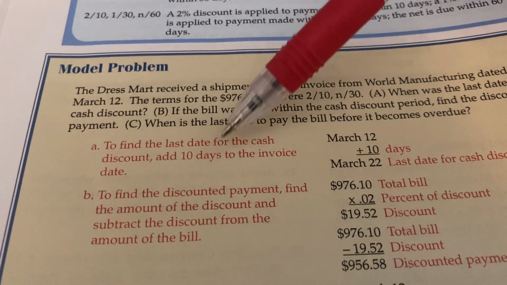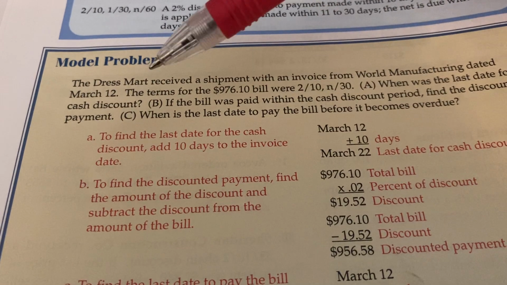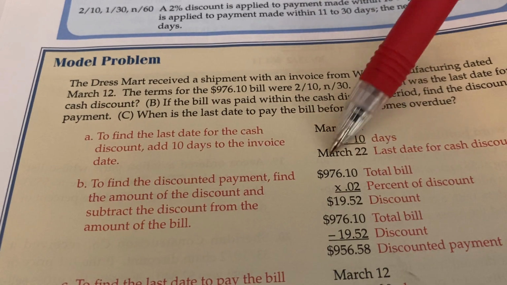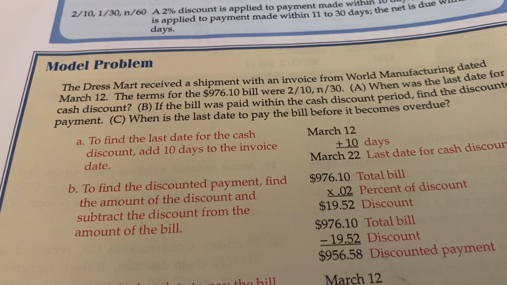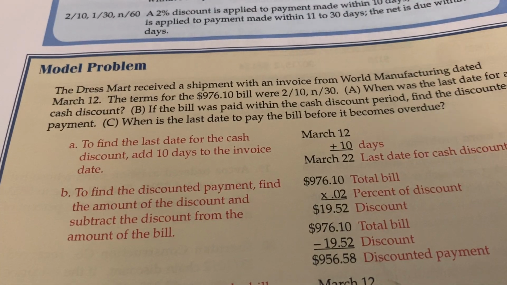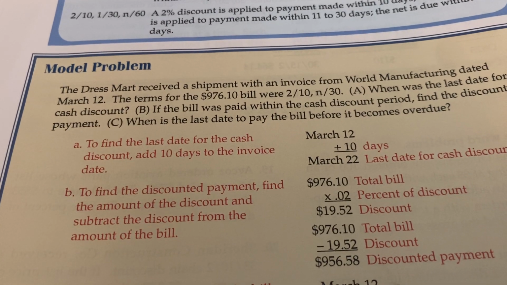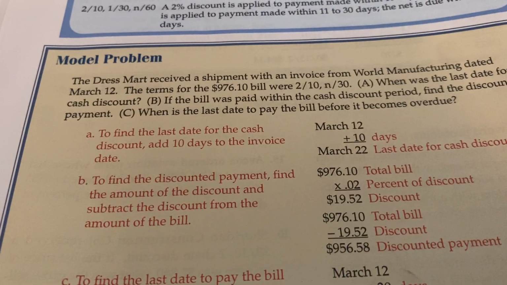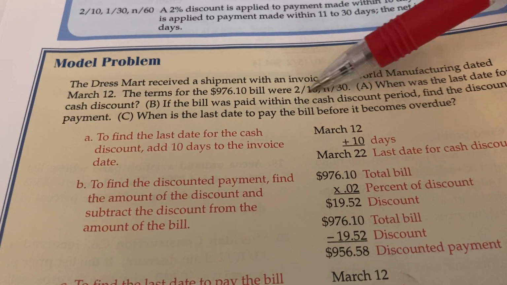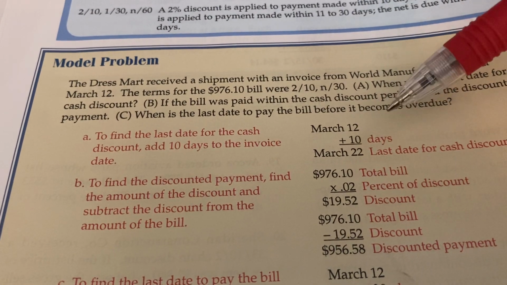So to find the last date for the cash discount, add 10 days to the invoice date. Because of the 10-day period, March 12th plus 10 days equals March 22nd. We saw it says you get 2% in 10 days right here, okay? So in 10 days is March 22nd. If you haven't paid your bill by then, you don't get that discount.